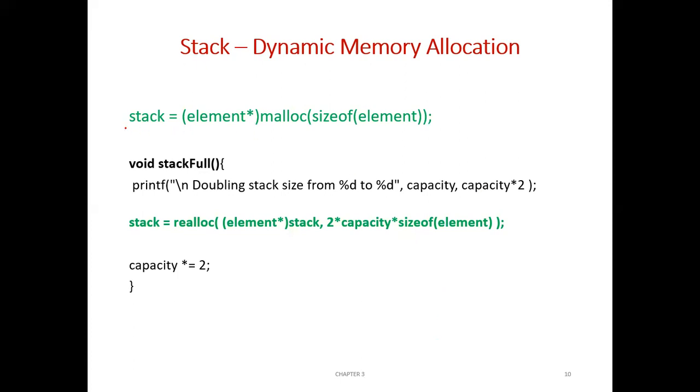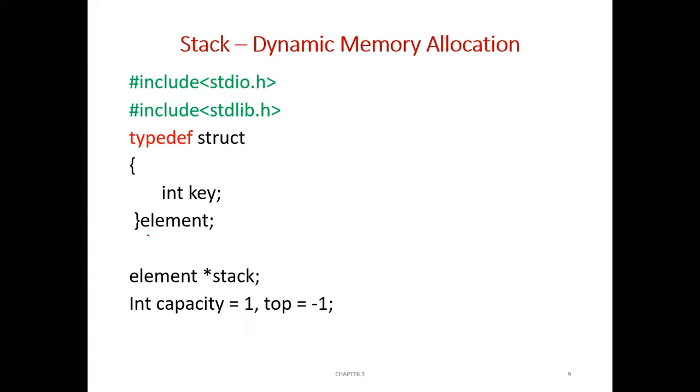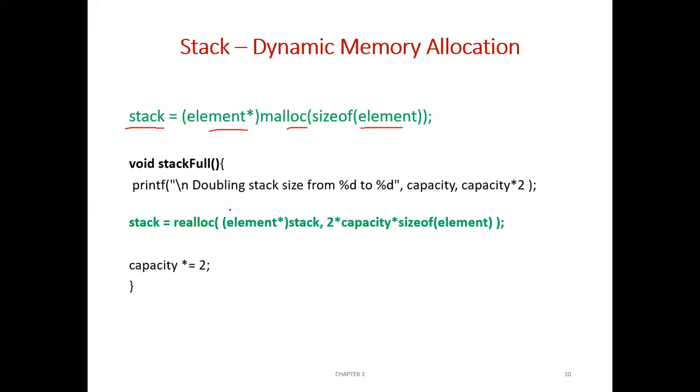So for that we are writing this statement: stack = (element *) malloc(sizeof(element)). What is element? Element is a user defined data type, which is a structure containing only one member, key. So what is the size of element? The size of this structure is 4 bytes. So it will allocate 4 bytes, and the starting address of these 4 bytes will be stored in stack.